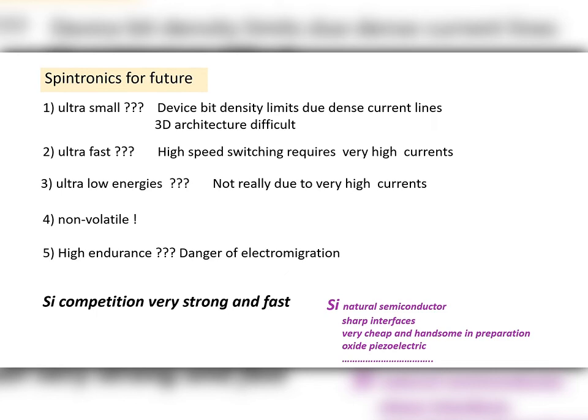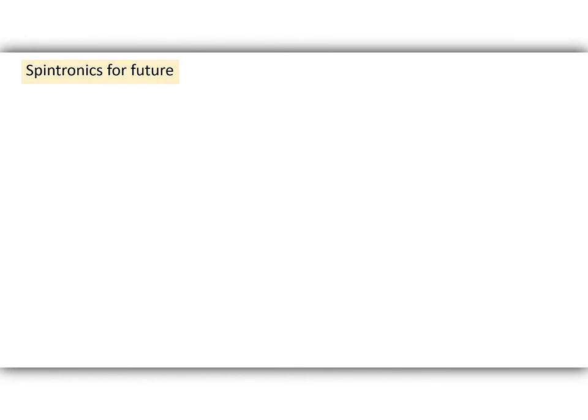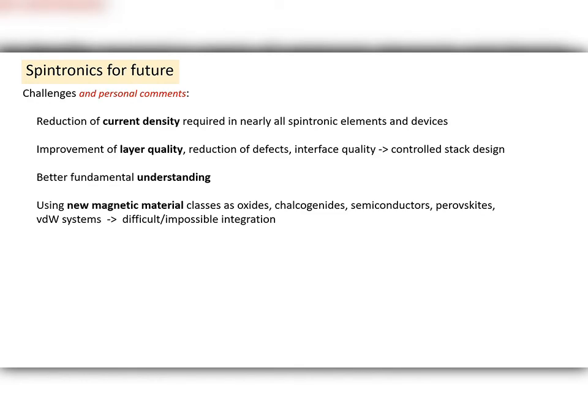It's a natural semiconductor. It has sharp interfaces. It is very cheap and handsome in preparation. And the oxide could be also piezoelectric, and there are much more properties which make silicon an outstanding candidate for nanoelectronics. Spintronics for future. What are the challenges and the personal comments?